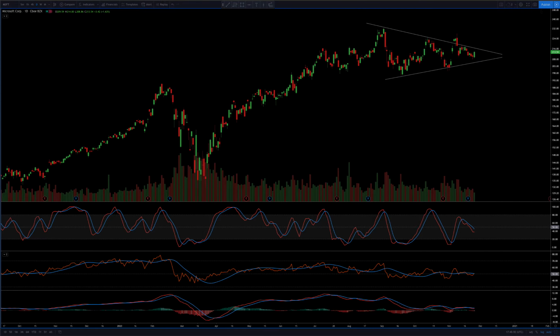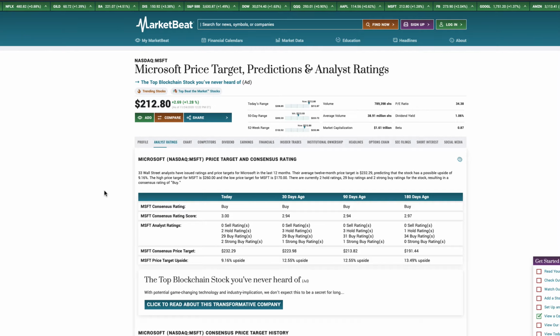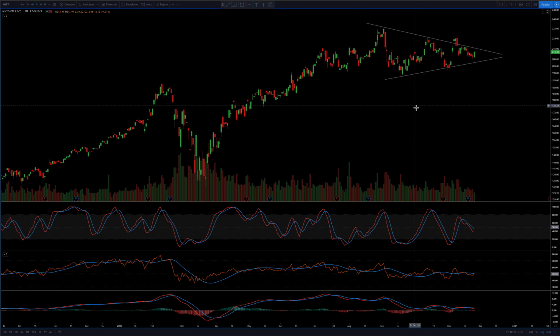Let's go ahead and look at the price targets by analysts, and the current price target that I see is 232. Let's go back to the chart, and 232 is right here at the previous high. Well, not immediate, but the all-time high here. So that's kind of what analysts are thinking.